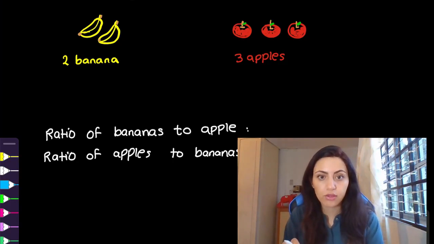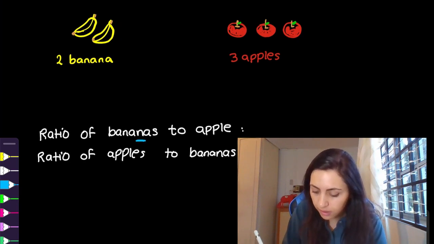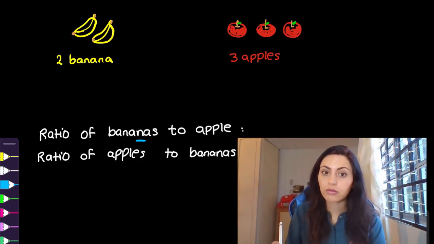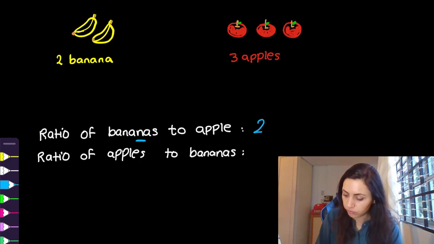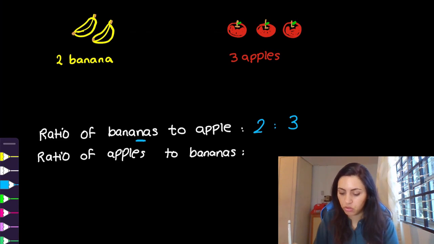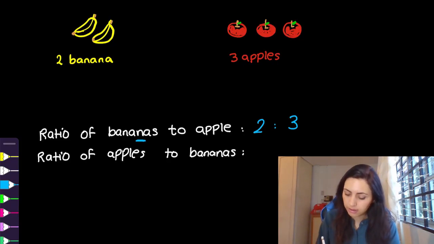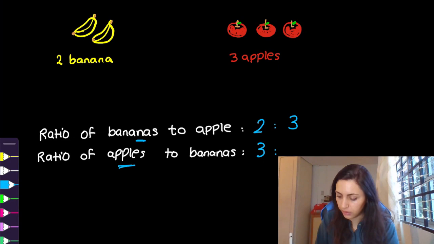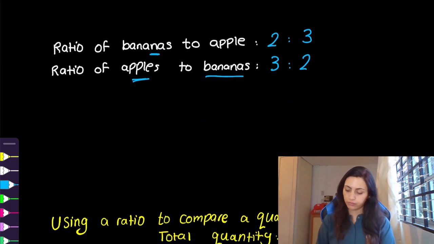Whenever we read the question, you will have to pay attention to the words. It says ratio of banana to apple. So the first thing we need to look at is banana, which is 2, and apples is 3. So the ratio of banana to apple is 2 to 3. The second one, ratio of apples to banana. First we asked about the apple, so we say apple, we put 3. Banana, we have 2. So apple to banana is 3 to 2.